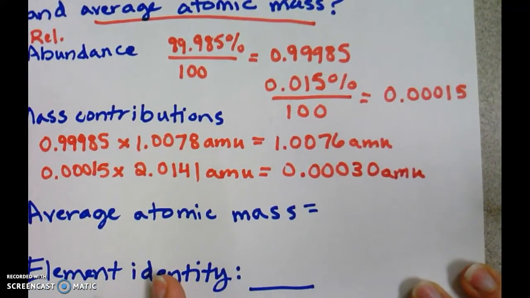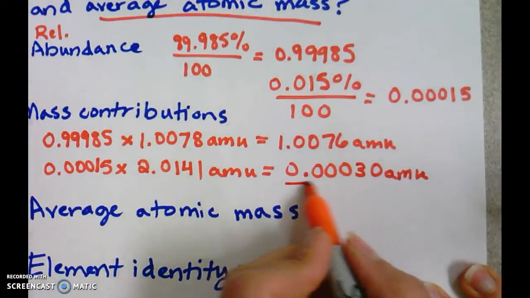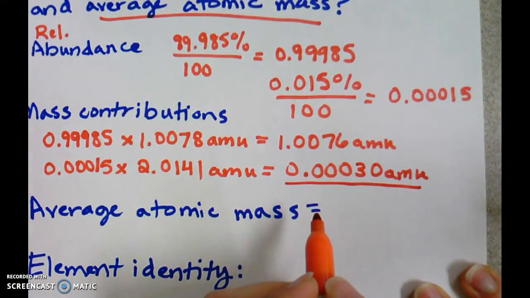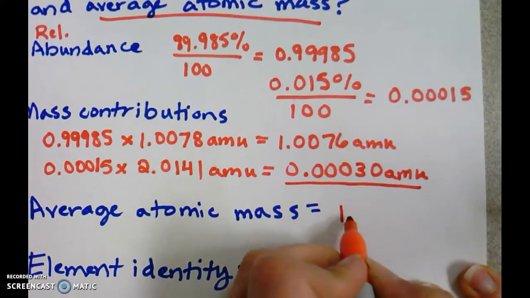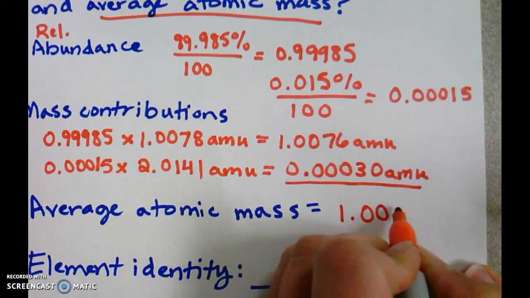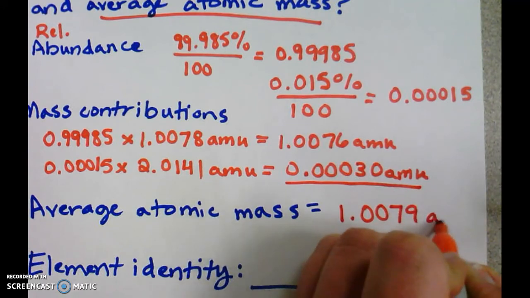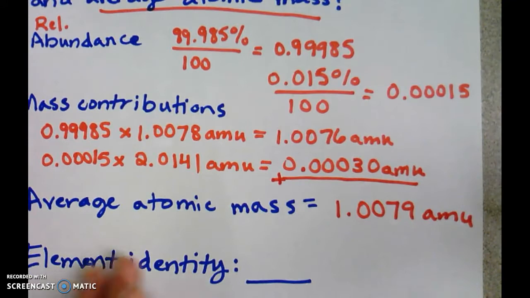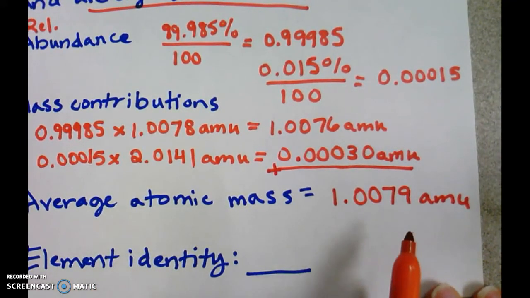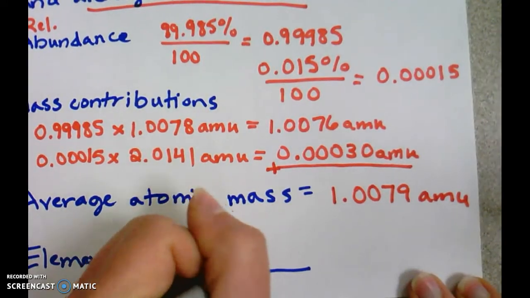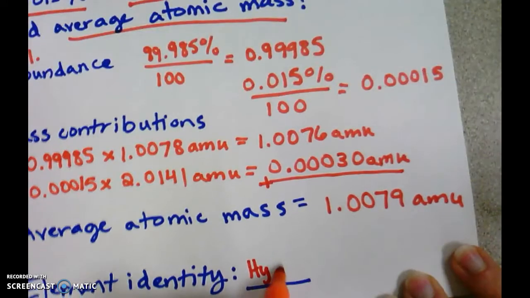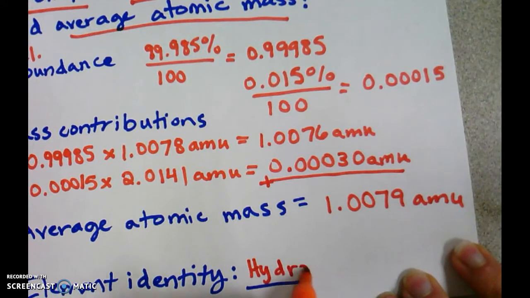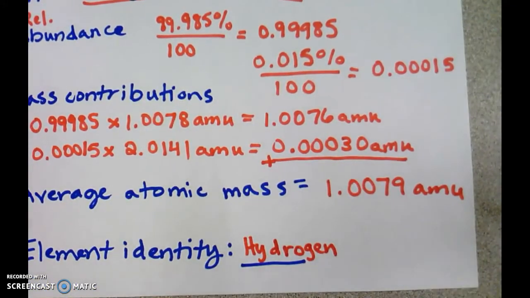To find our average atomic mass, remember all we need to do is add these two things together, and when we add them we get 1.0079 AMU. And so that would be our average atomic mass, and we can check on the periodic table, and you should find that the element hydrogen is the closest element to that average atomic mass. And actually it's pretty much exact.